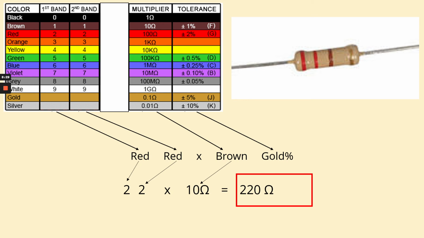We know that because we haven't added in our tolerance. The tolerance of this resistor is gold because the band is gold. So we go to our tolerance column and we go down to gold, which is 5%. So the final answer is 220 ohms with a 5% tolerance.